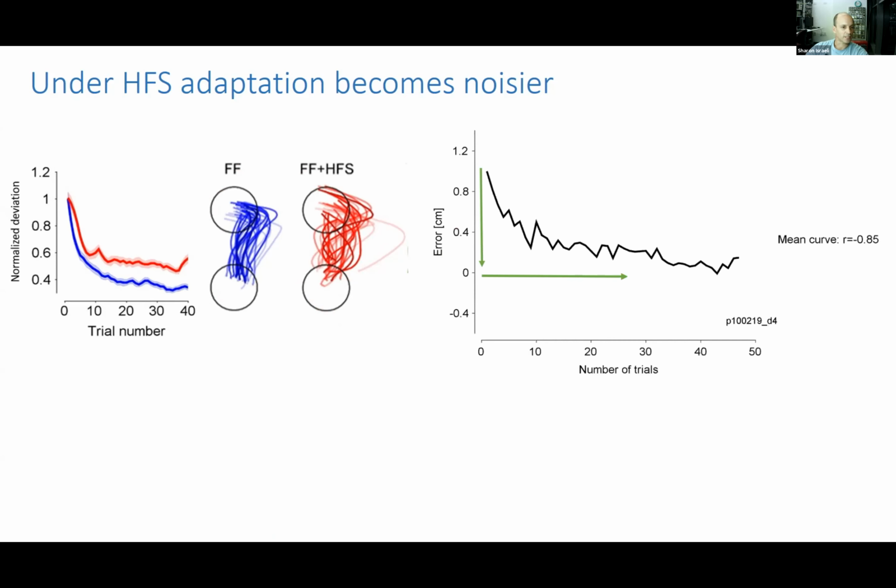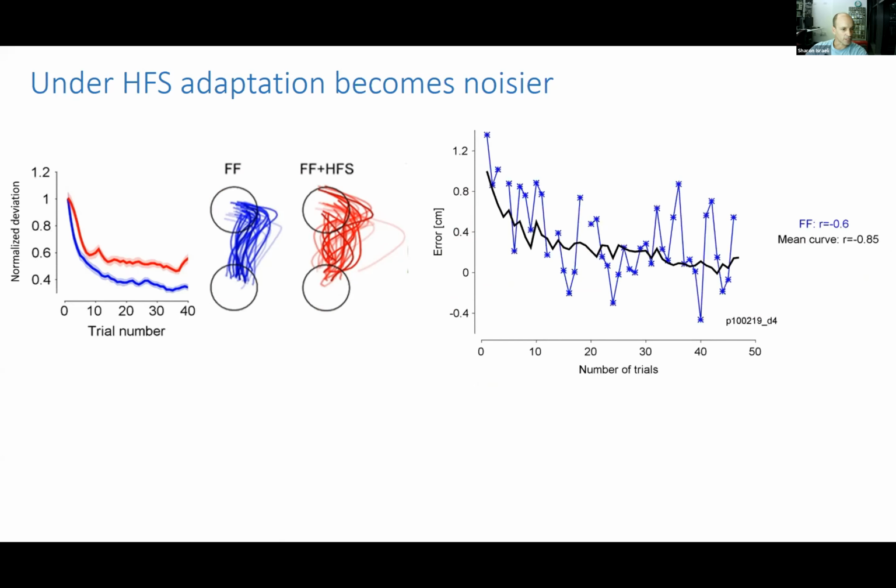An adaptation curve such as this one here is characterized by a reduction in movement deviation as the trial number increases. In other words, we expect to get negative correlations between the deviation and trial number. In the mean adaptation curve, the amount of noise is low, and accordingly, the correlation coefficient is minus 0.85. For a single session during normal adaptation, there is additional noise, so the correlation coefficient is only minus 0.6.